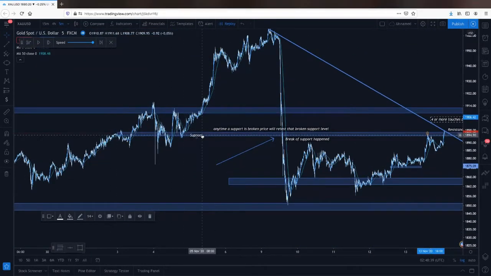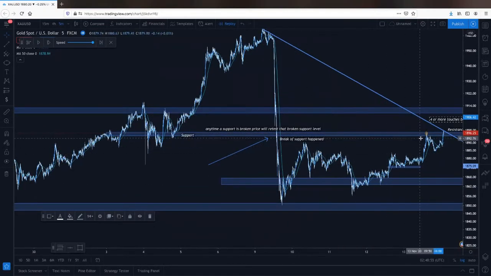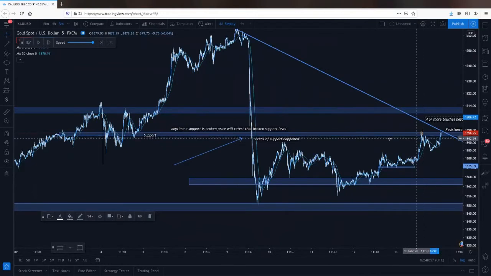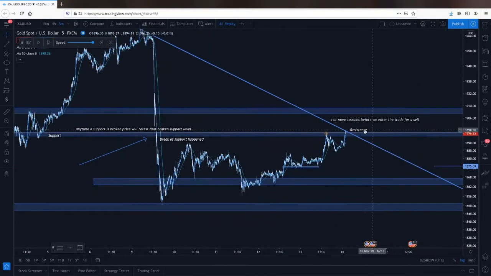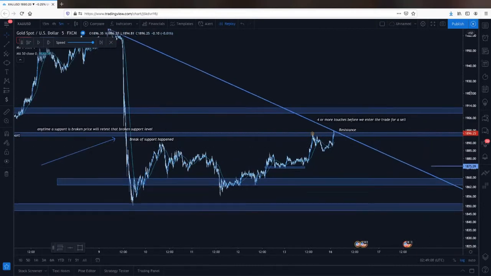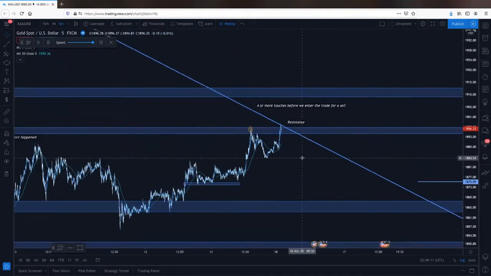Support was broken here. This was support just because price played around in this area, then it went up. So we know if price comes back to this level, it can respect it. If it doesn't, it's going to break through and go where it needs to go. But price has to come back to that key level and respect it, and now it would turn into resistance. It's vice versa: if resistance is broken, it now becomes support, and that's for a buy entry to the upside. But now we're looking for a sell entry.